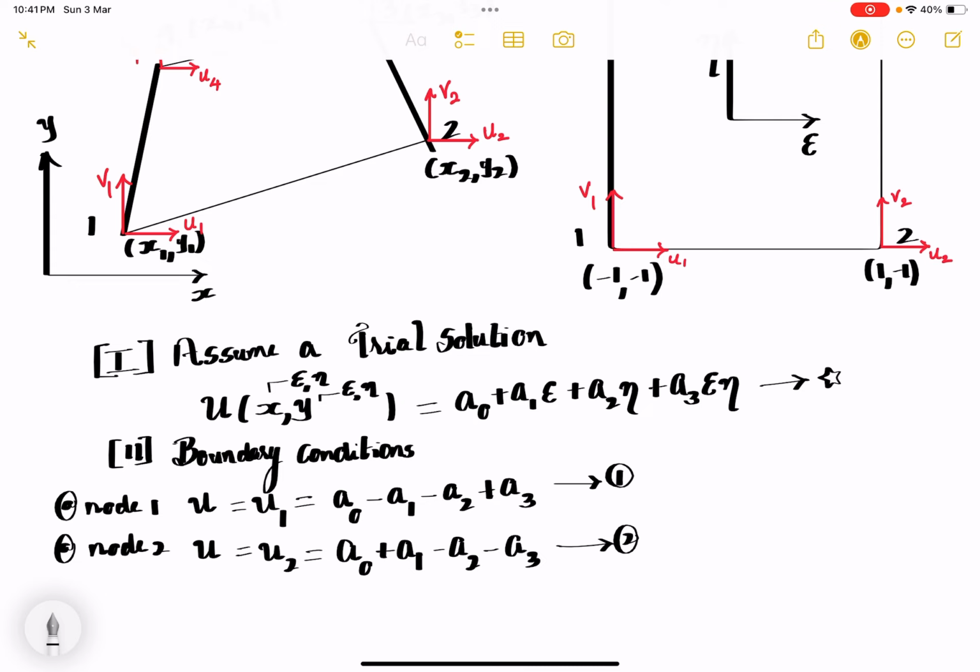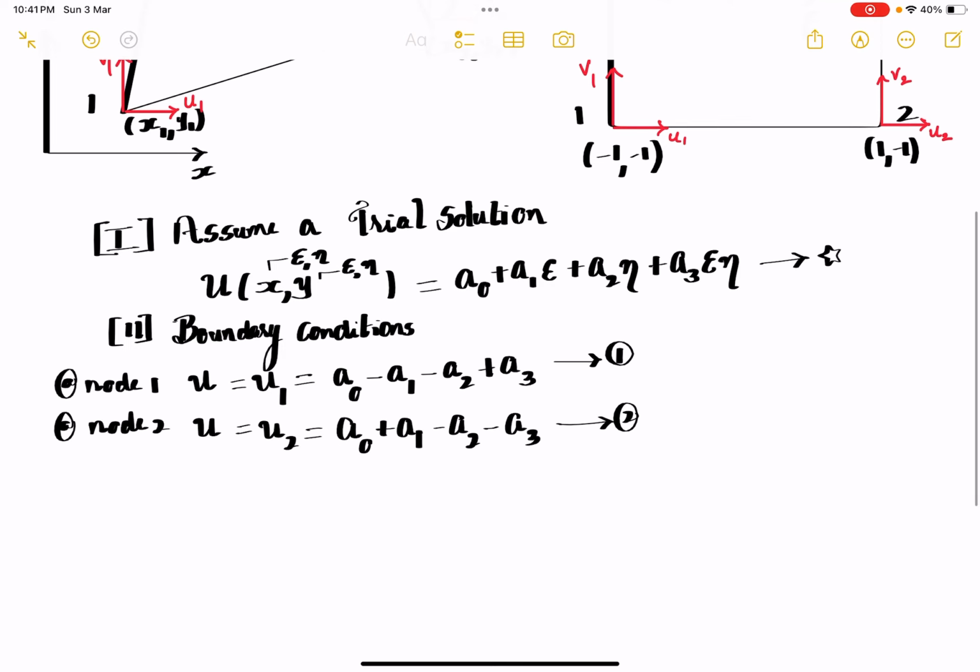Okay, let me apply the third boundary condition. You know where the story is heading. If you apply the third boundary condition at nodal point number 3, the value of u is u3. It is a0 plus a1 plus a2 plus a3. So this is going to be our third equation.